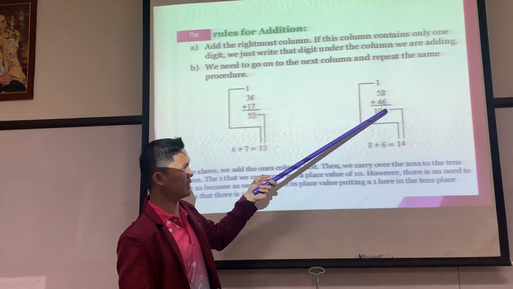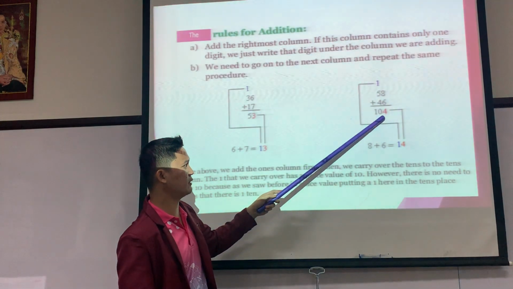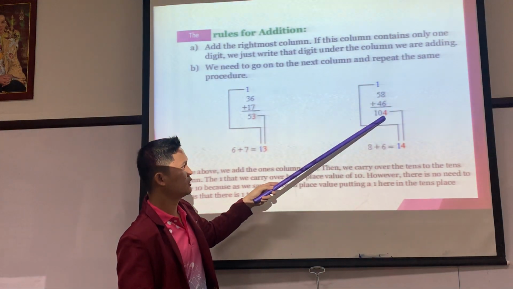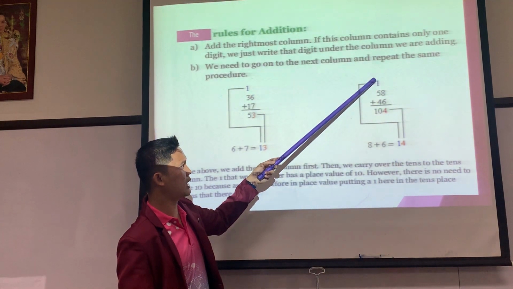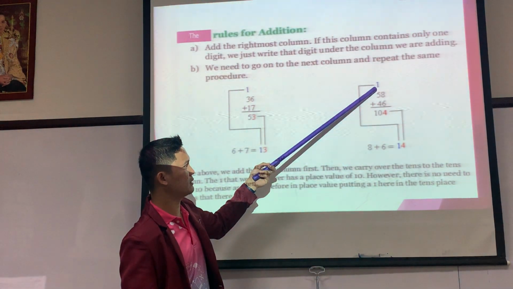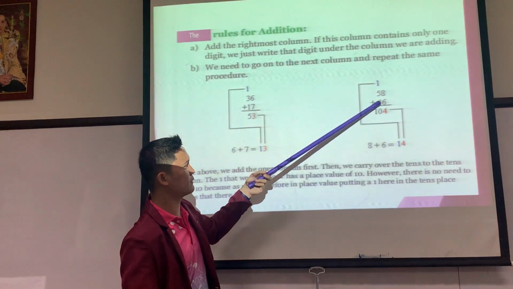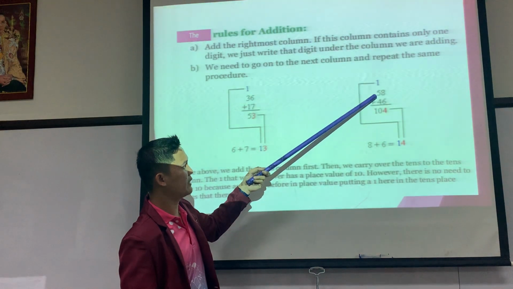8 plus 6, how much? 8 plus 6 equals 14. So we cannot write 14 here. So we're going to carry 1 up to the number 5 in the tens place. So we have to add together. Okay, 5 plus 4 equals 9.